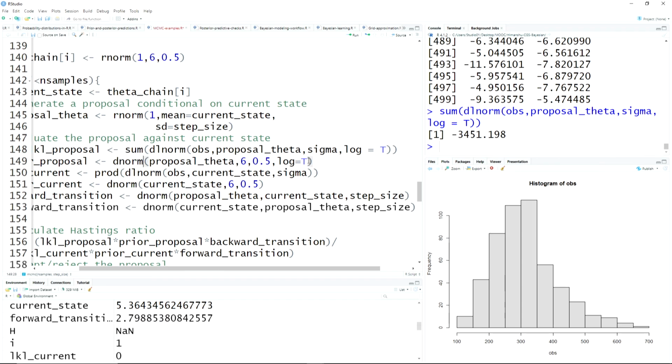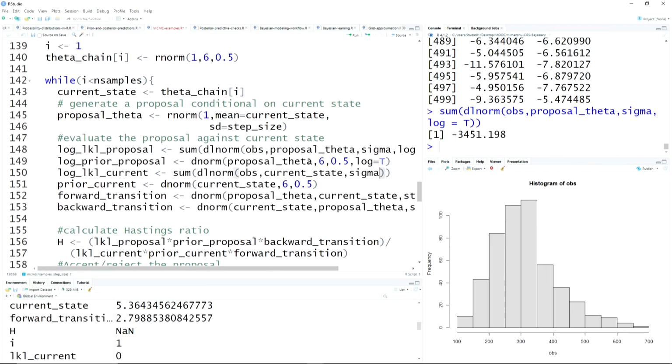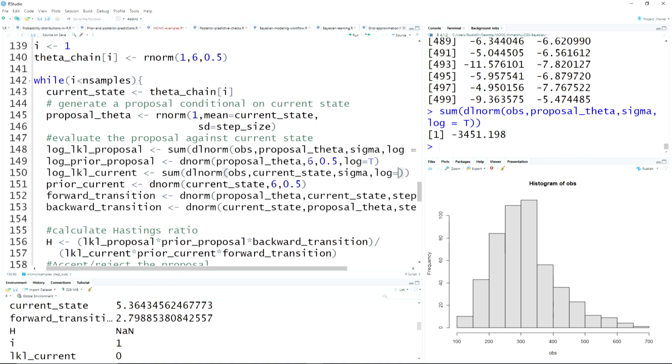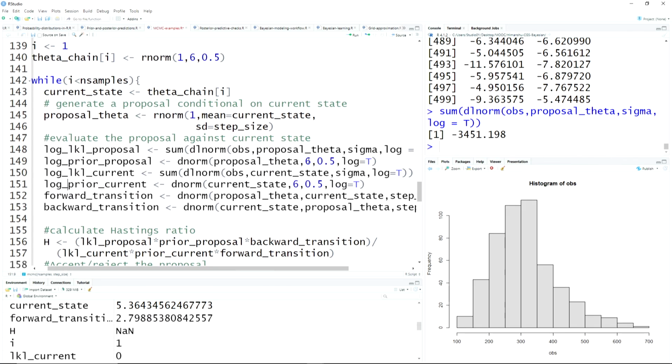Similarly, here as well, I will calculate everything on log scale, so log equals TRUE. So, this is the log prior density of the proposal. This is the log likelihood of the current state. So, rather than product, I will take the summation of all these things being on log scale. Here as well, it would be on log scale. So, now I have everything on log scale, and rather than taking the product of likelihoods, I am taking the summation of log likelihoods. Similarly for the backward transition and forward transition.